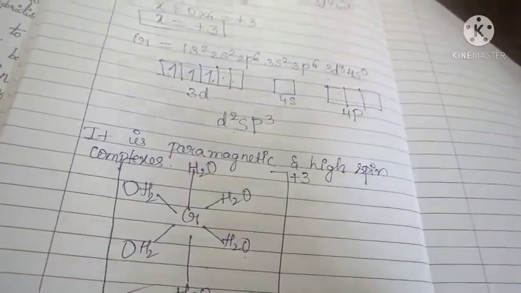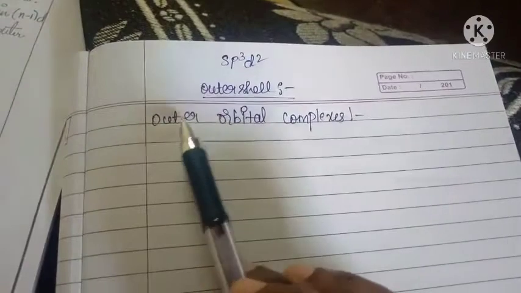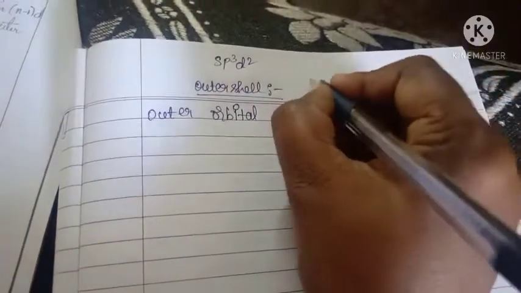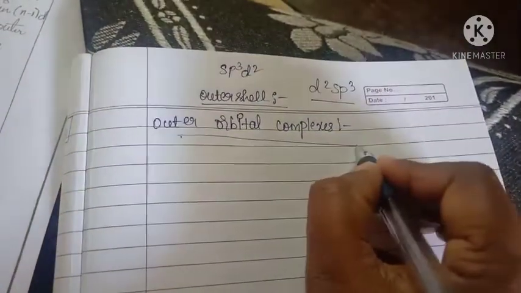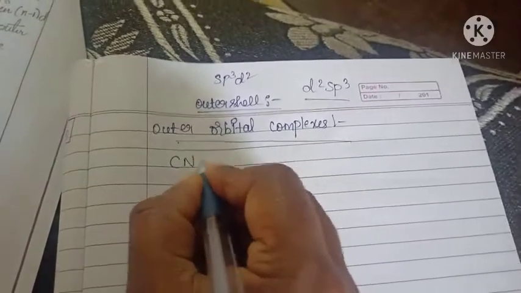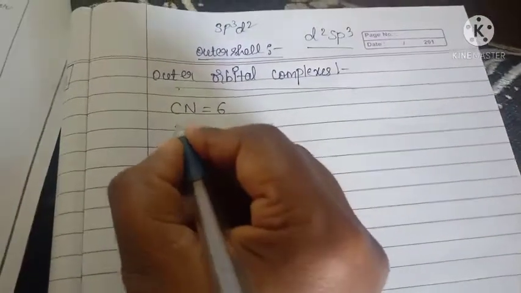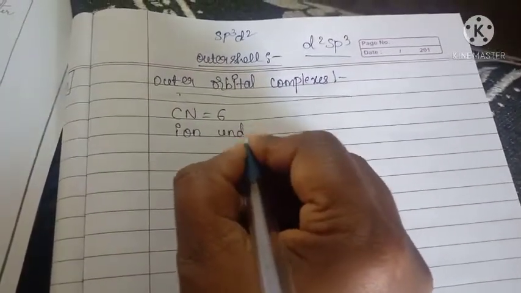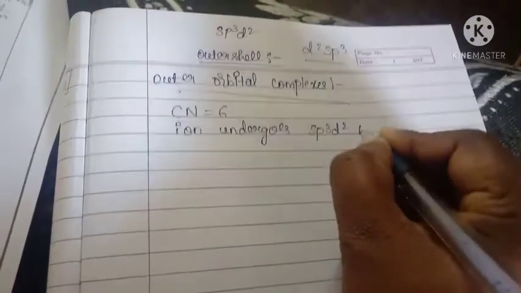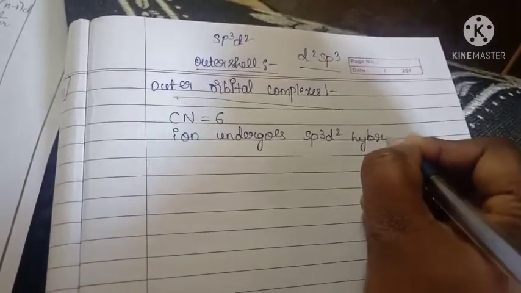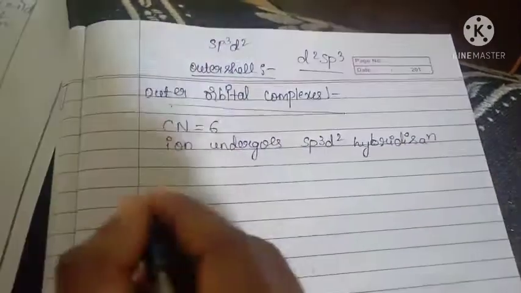Okay, next we move on to the sp3d2 hybridization. In the last examples we learned about d2sp3, which means inner shell. Here we have to know about the outer orbital complexes. The coordination number is also 6. In this type the ion undergoes sp3d2 hybridization, which means the d orbital is present in the outermost shell.